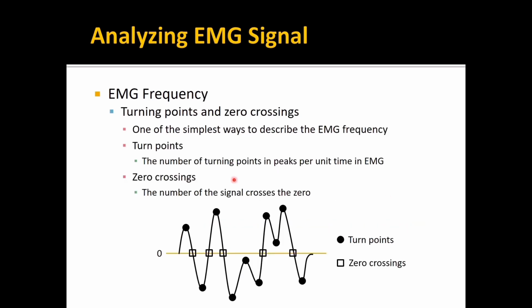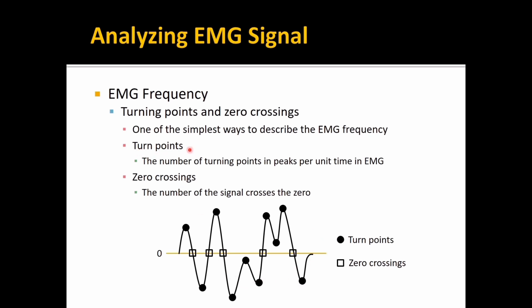In addition to the EMG amplitude, EMG frequency can also be analyzed. Typically, there are two ways of analyzing EMG frequency. The first one is to define the turning points and the zero crossings. And this is one of the simplest ways to describe the EMG frequency. And then we have here simulated EMG signals.